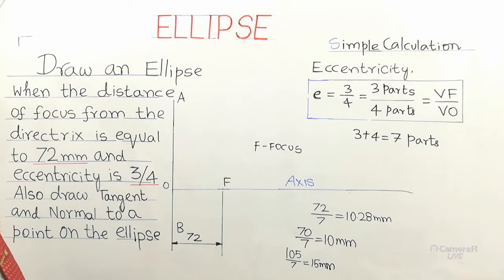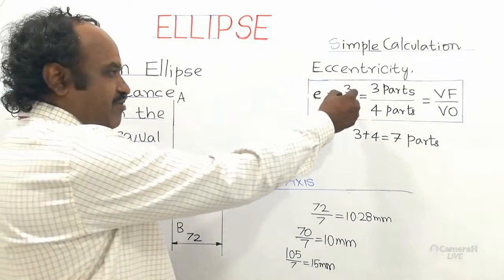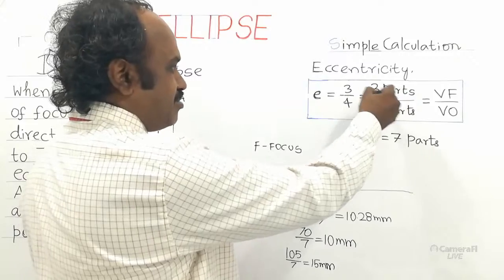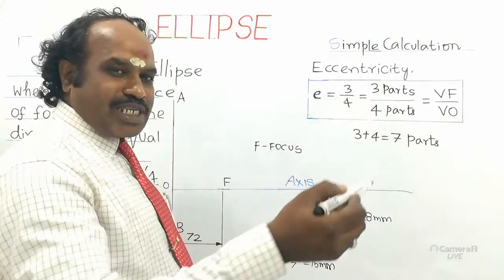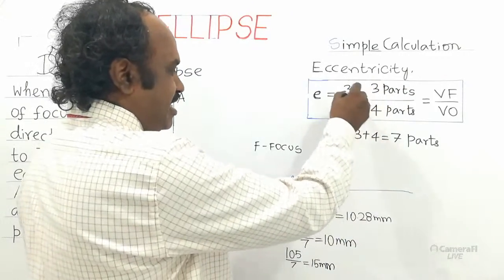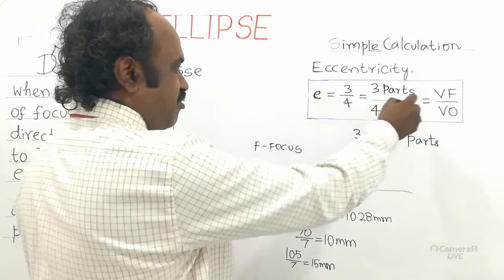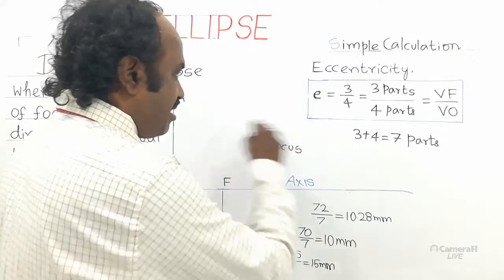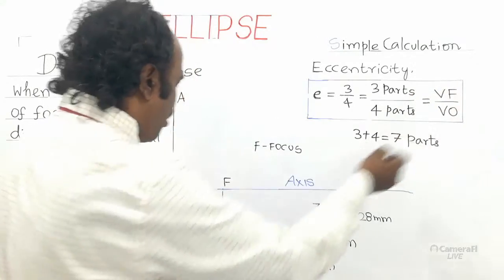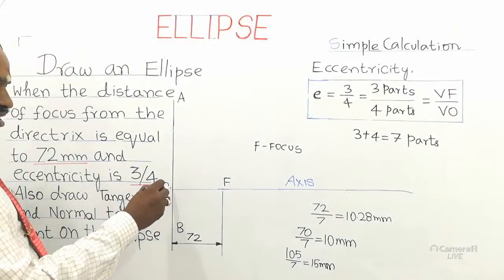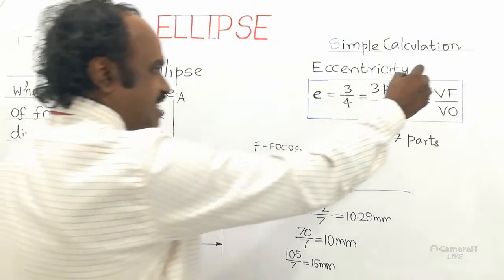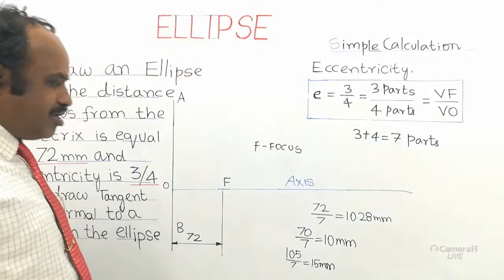So next, write the eccentricity. What is given? 3/4, that is 3 parts by 4 parts. Suppose it is 2/3, it is 2 parts by 3 parts. Here it is 3/4, that is 3 parts by 4 parts, equal to VF by VO, the ratio. Okay? Now we are going to mark it in the diagram. O is already marked, called the origin, the point of intersection. F is focus and V stands for vertex. We are going to mark that. Okay?